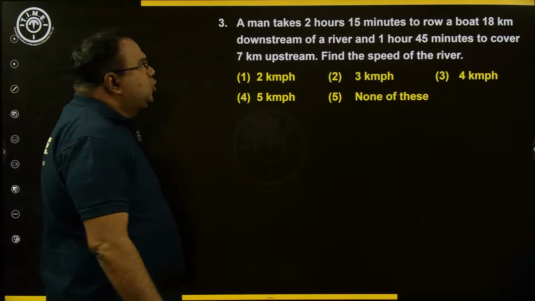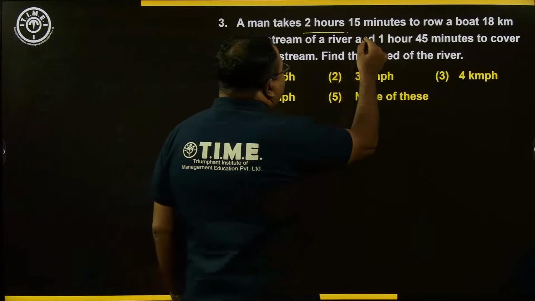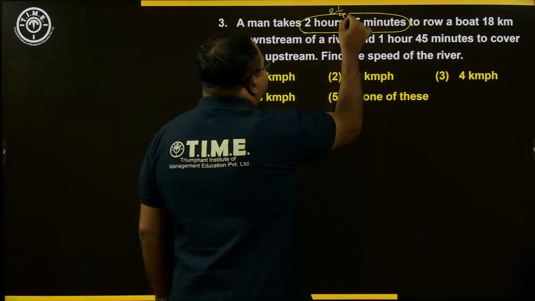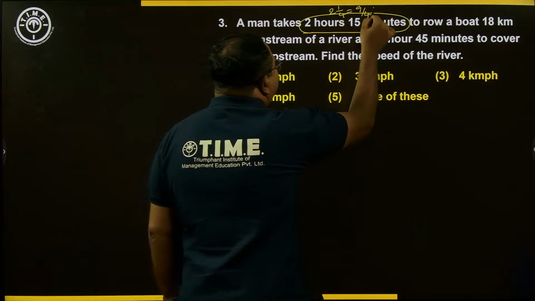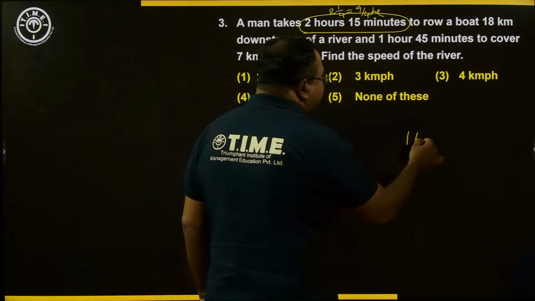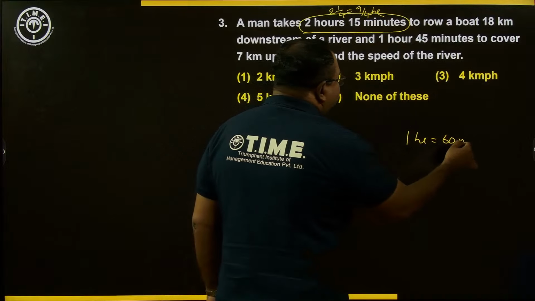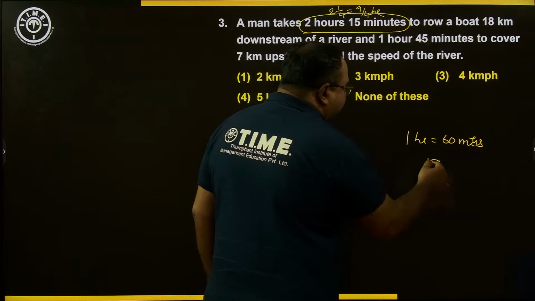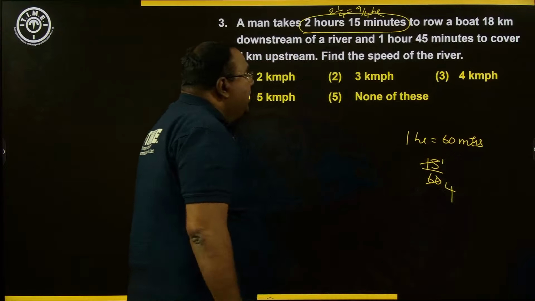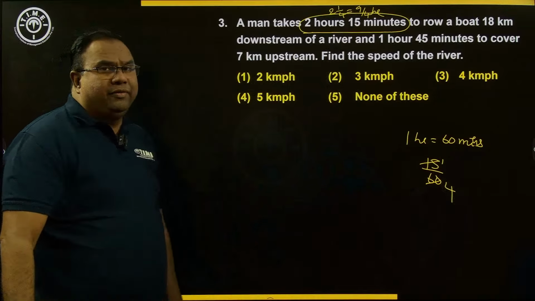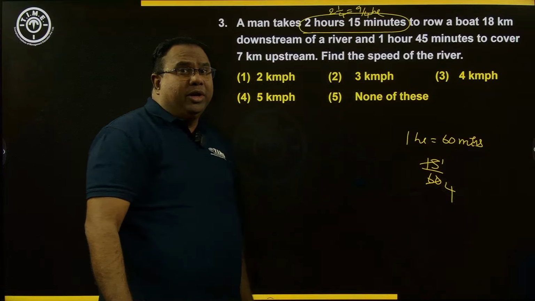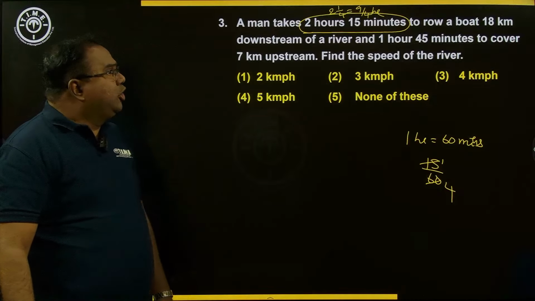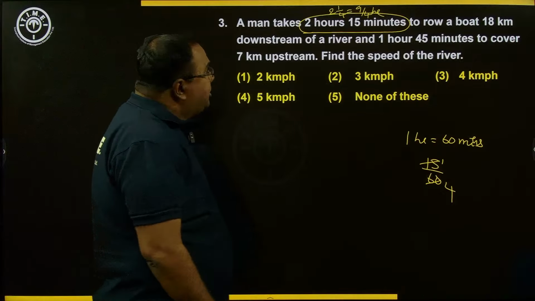A man takes 2 hours 15 minutes, right? See this. This is nothing but 2 1/4 hours. That is nothing but 9/4 hours. 1 hour is equal to 60 minutes. So 15 minutes, if you want to write it down in hours, it is 15 upon 60. It has to be 1 upon 4. Right? So it's taking 2 hours 15 minutes. That is 2 1/4 hours. That is 9/4 hours, to row a boat 18 kilometers downstream of a river.